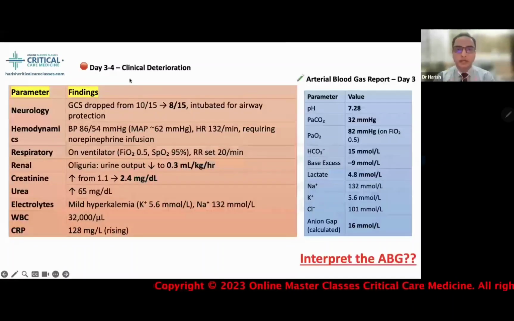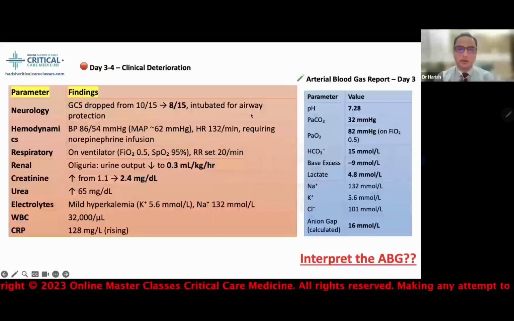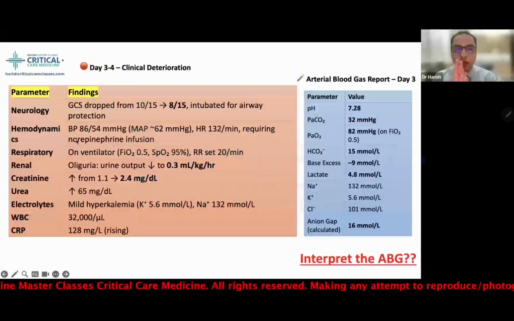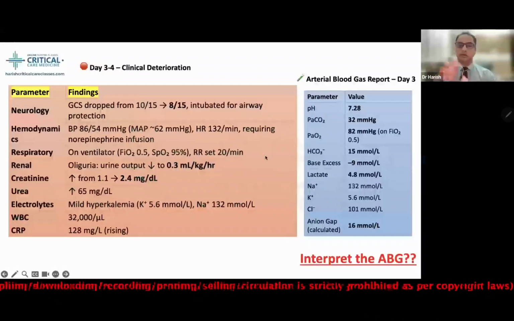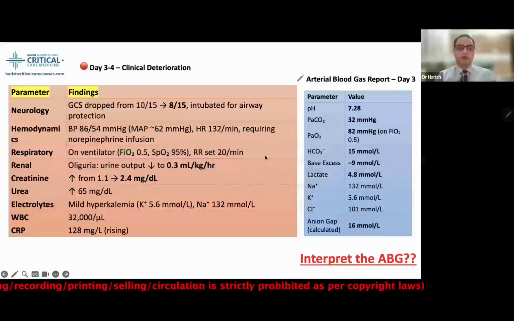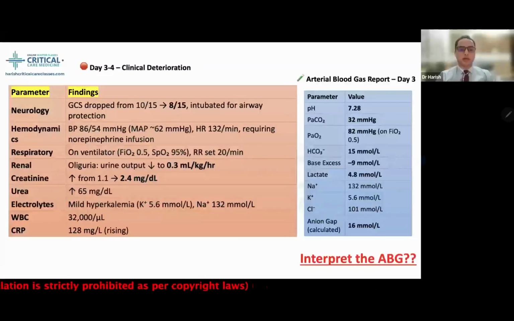So in the next 24 hours, his GCS dropped and he was intubated for airway protection. BP is hypotensive, like 86 by 54, MAP around 60, with tachycardia, so he started requiring norepinephrine. On the ventilator, his FiO2 is 50%, saturating 95%, and we kept a respiratory rate of 20. Urine output is a bit low, 0.3 ml per kg per hour. Creatinine increased from 1.1 to 2.4, urea is 65.